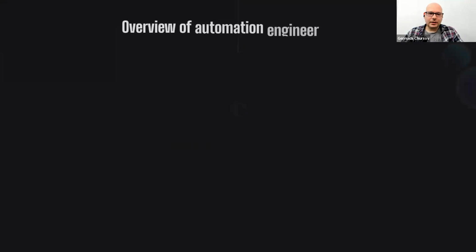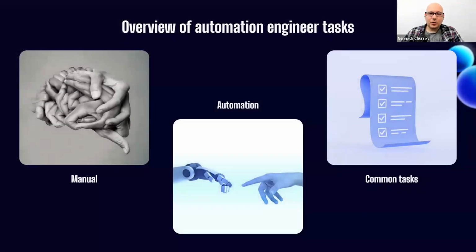So let's start with the first one, with an overview of automation engineering tasks. And I usually separate it into three parts. So the first one is manual testing, then automation, and some common tasks that could be both from automation and manual, or maybe something different.